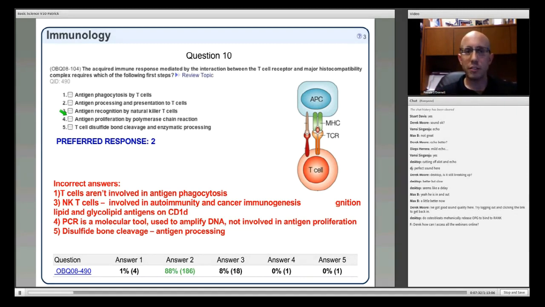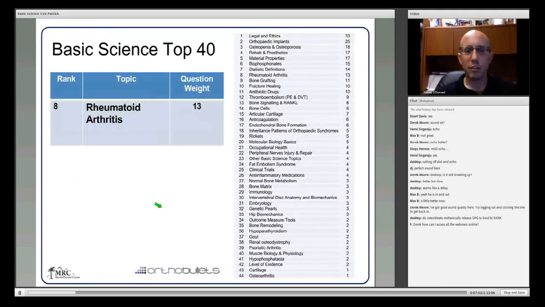Natural killer T cells are actually involved a little bit in autoimmunity and cancer immunogenesis. The difference between NKT cells and regular antigen-presenting cells is that NKT cells actually present lipid or glycolipid antigens, so very specific, and they are associated with the CD1A receptor. So it's a little bit different than the MHC receptor, but a similar concept.